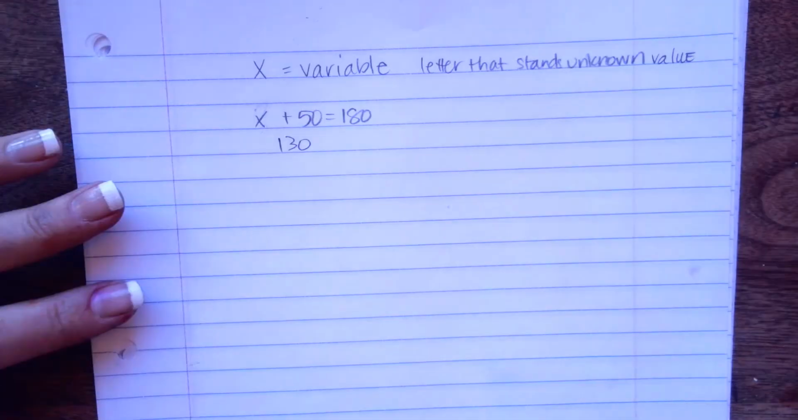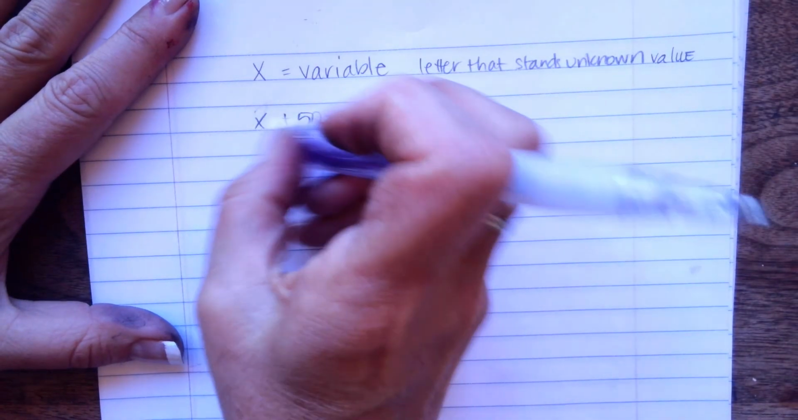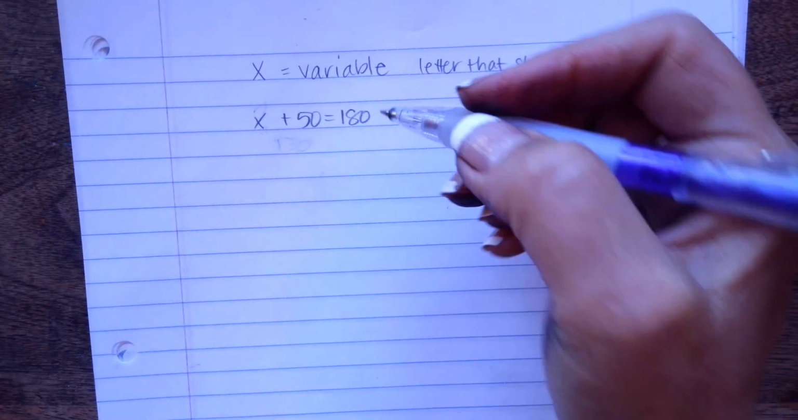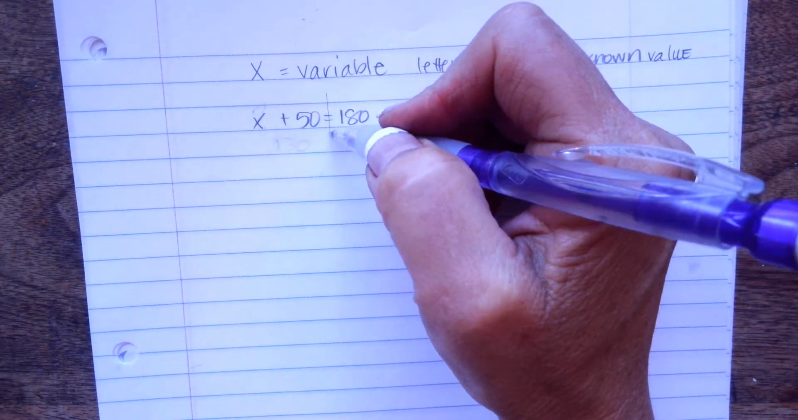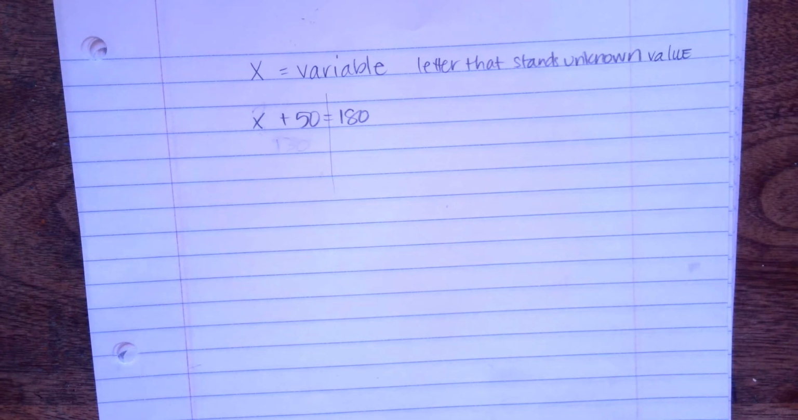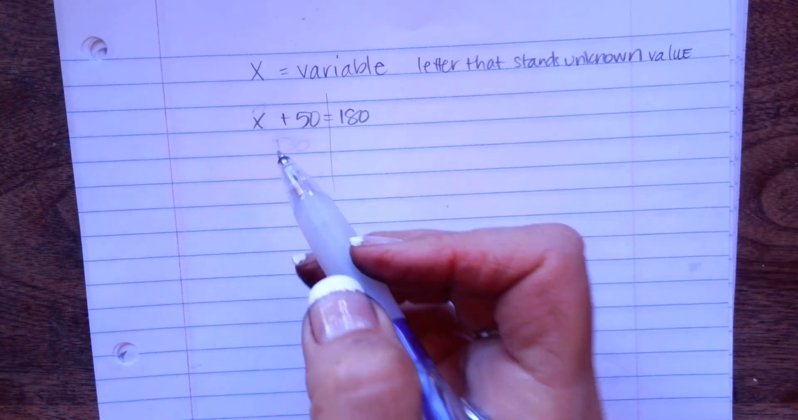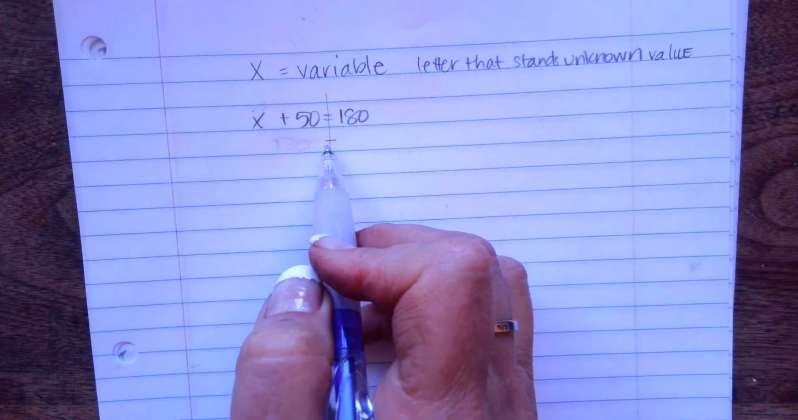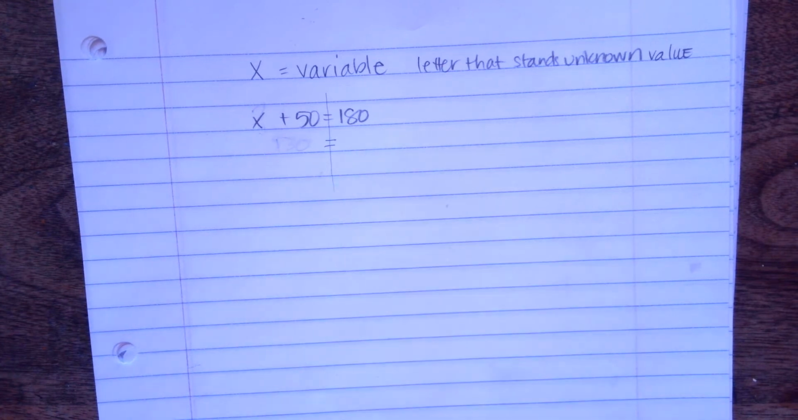So in algebra, we have to show how we get our 130. So there are two sides to the equation. There's the left side, then we have our equal, and then we have our right side. So write that down. X plus 50 equals 180.